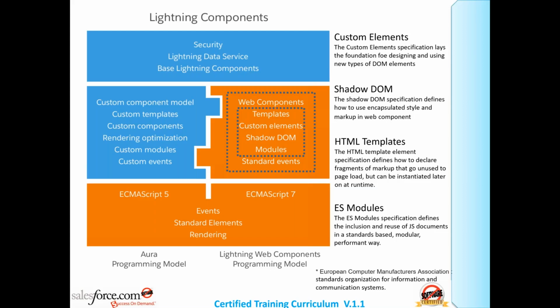Now next heading, ECMA 7. What does ECMA 7 tell you? Number 1, custom element. Number 2, shadow DOM. Number 3, HTML template. Number 4, ES module. Write down: first one, custom element. Second one, shadow DOM. Third, HTML template. Fourth, ES module.